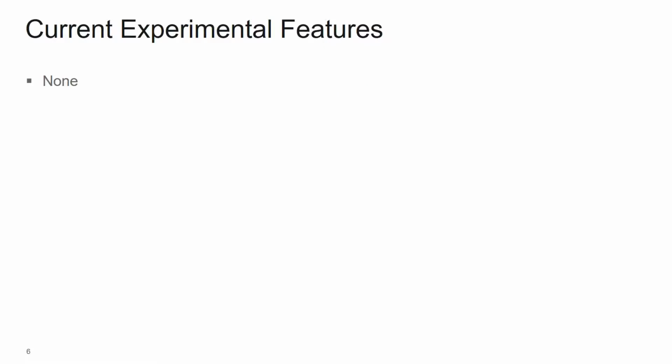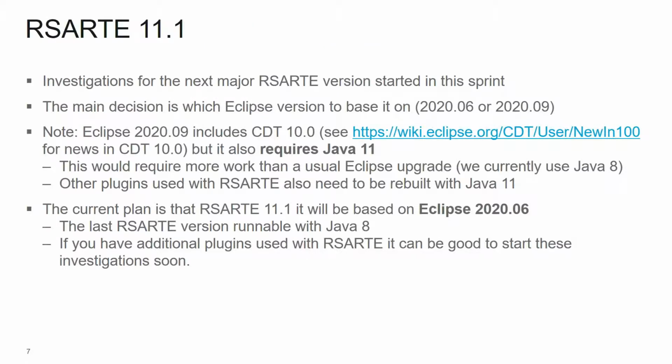We don't have any incremental features in this sprint, and I also have a slide here about our next major release called RSARTE 11.1, and we started to work on this, at least from an analysis point of view, in this sprint. There has been a discussion around which Eclipse version it should be based on. The two candidates are 2020-06 that came in June and 2020-09 that I think came last week, or at least very recently.